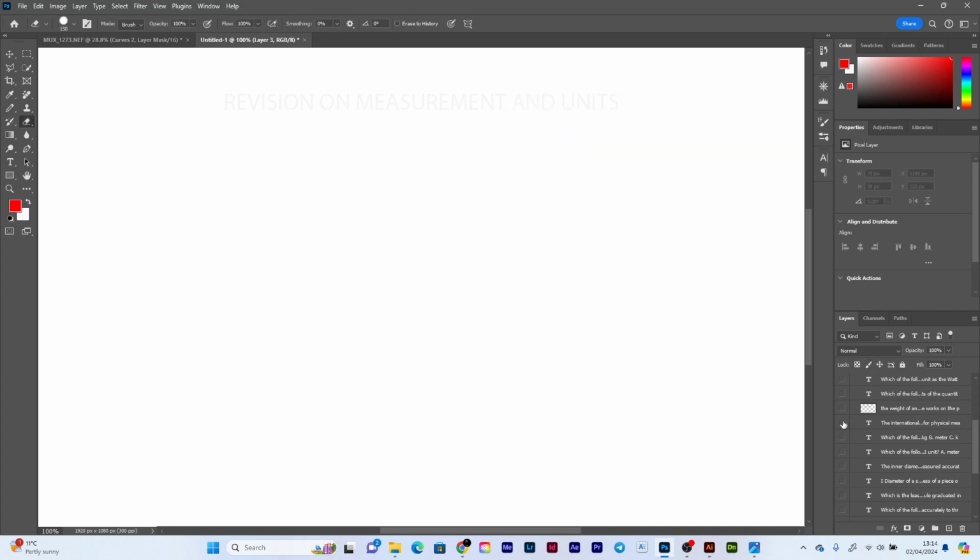And the next question here, we have the international agreed system of units. That's the same thing as saying what? Fundamental units. I hope you are getting this. For physical measurements, LB simply means pound, FT is feet, and S is second.